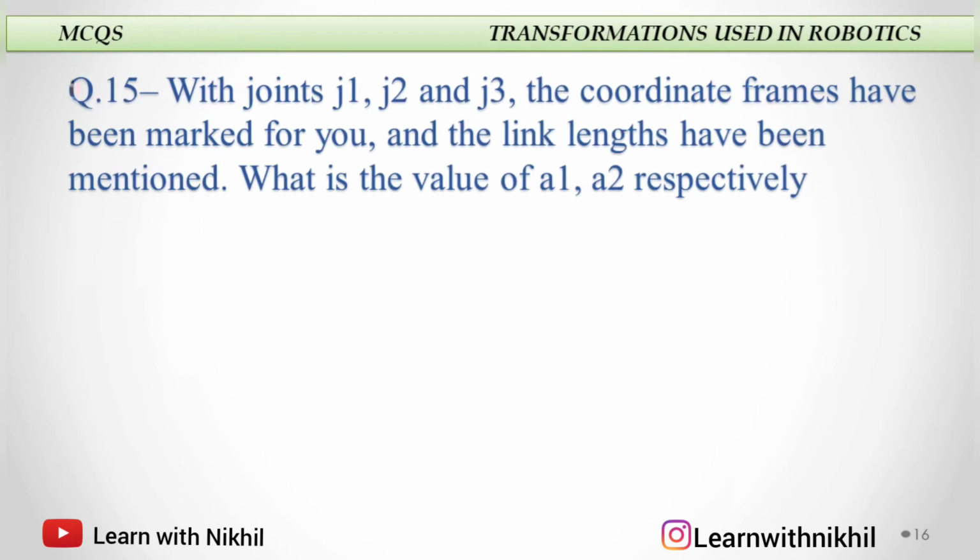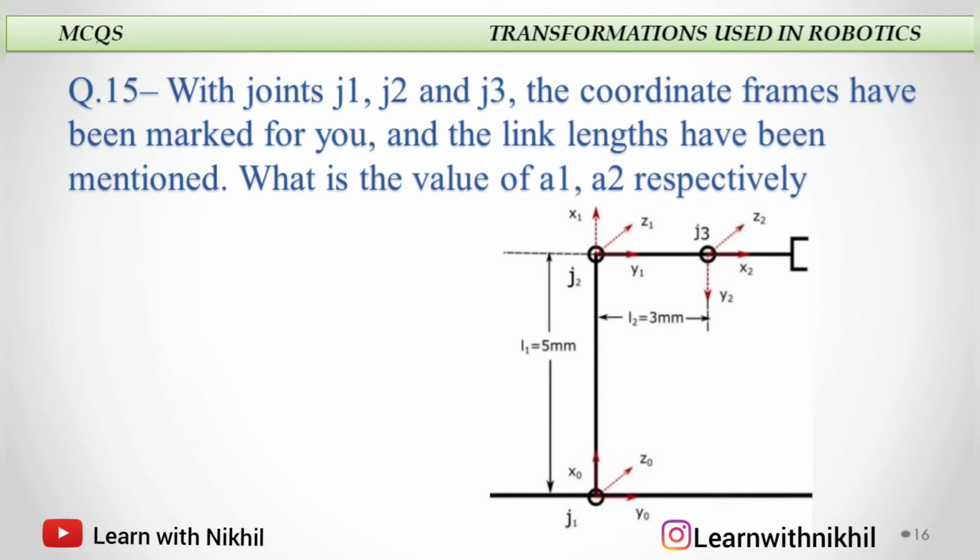Next, with joints J1, J2 and J3, the coordinate frames have been marked for you and the link lengths have been mentioned. What is the value of A1, A2 respectively? So this is the question given. As you know, A1 and A2 are nothing but the lengths of the links.